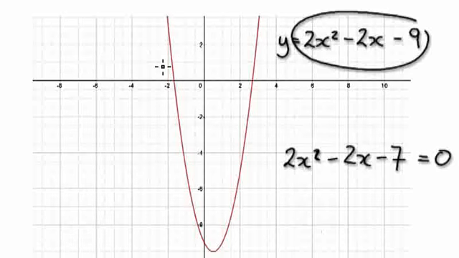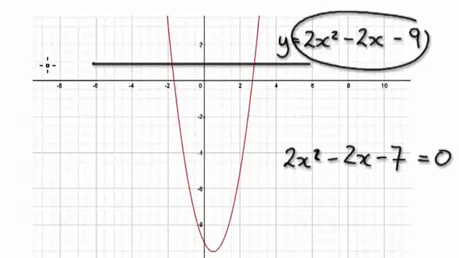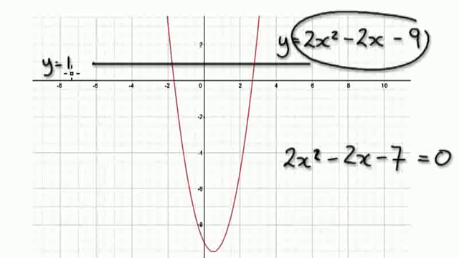Now, let's choose a random horizontal line. It's hard to explain this, so I'm just going to show it to you. So if you choose a horizontal line here, this is y equals 1. Look at what happens at the solutions here and here.